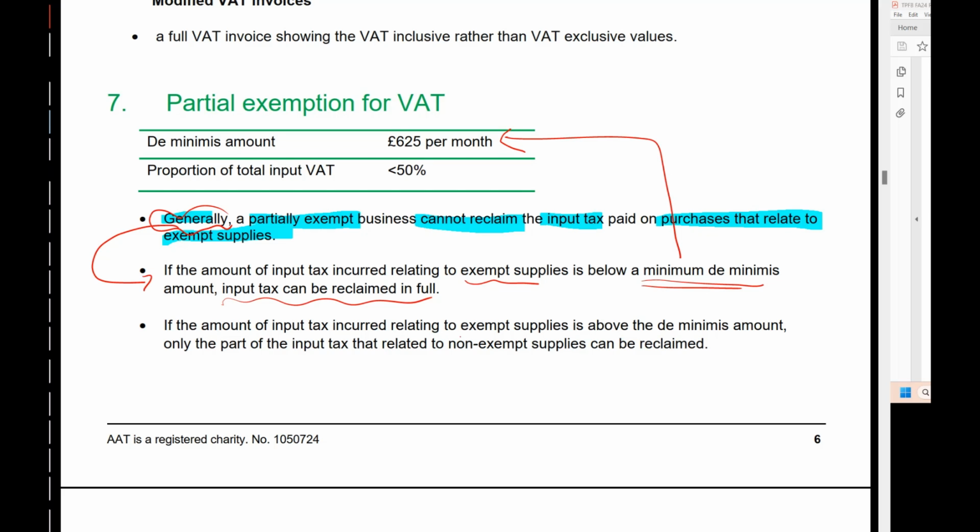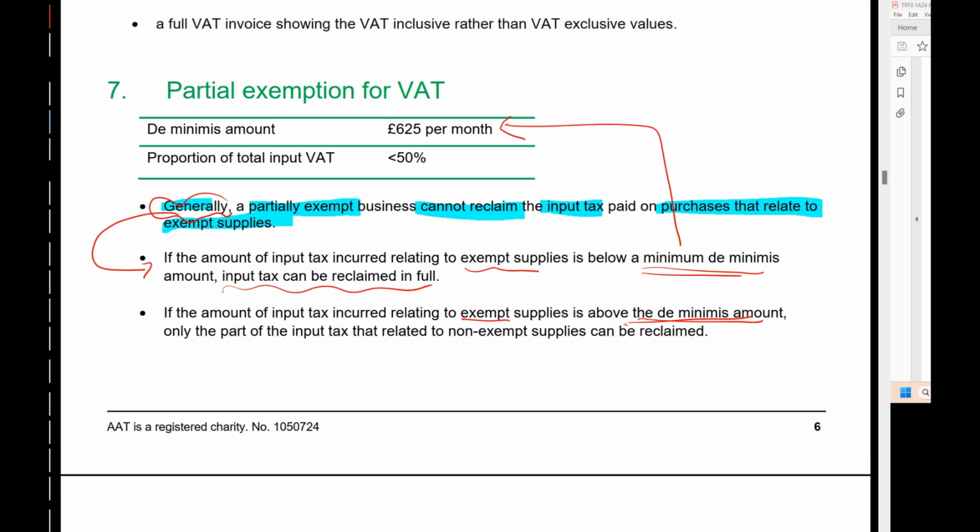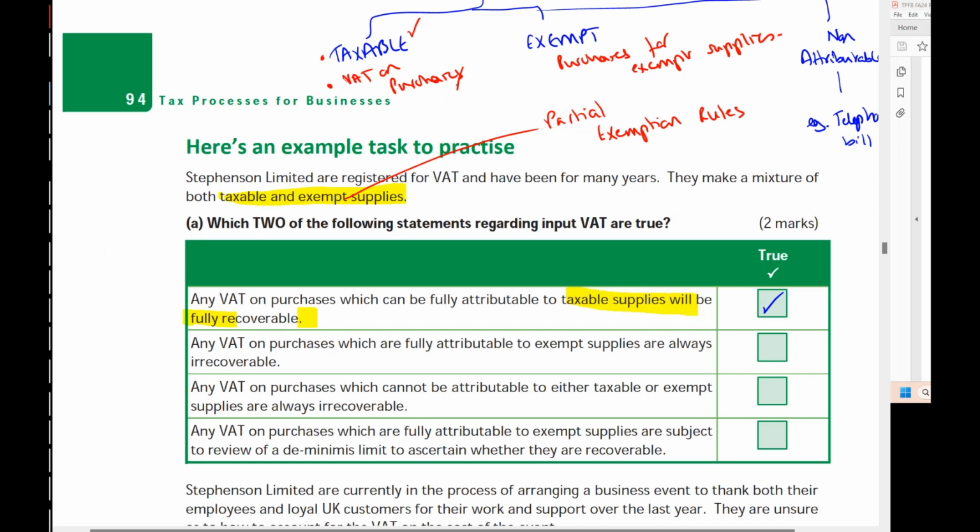If the amount of input tax on these exempt supplies though is above the de minimis amount, then we have to do a little calculation to work out how to proceed. But for now, the question says VAT on purchases which are fully attributable to exempt supplies are always, be very careful of the word always, it's a very definite word, always irrecoverable. So I'm going to say no, because if those supplies do come in at less than the de minimis, I can reclaim them back. Let's put a little note, remember the de minimis limit.